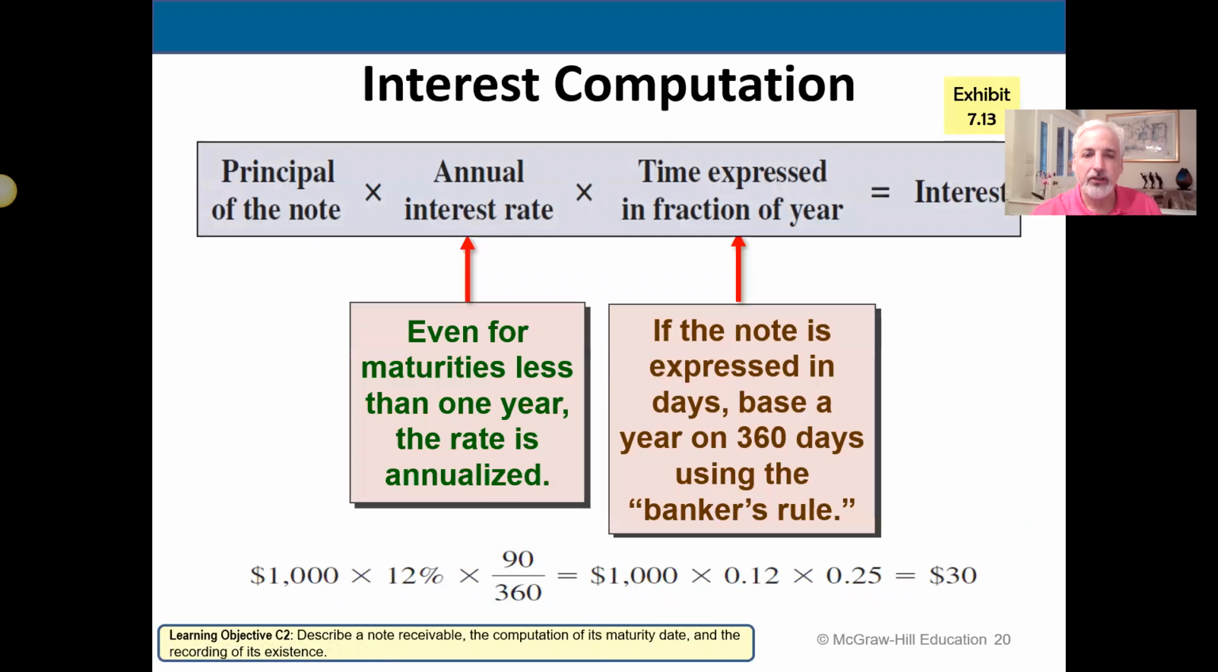Interest calculation, principal note, in our case, we had $10,000. Annual interest rate, we had 6%. Time expressed in fraction of a year, so 3/12, a quarter of that. $600, a quarter of that would have been the $150 interest calculated.